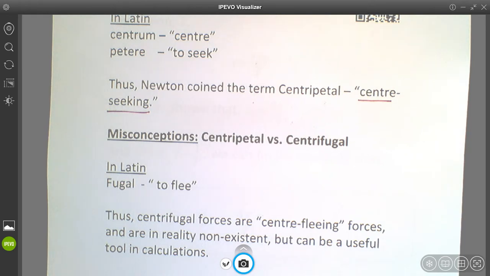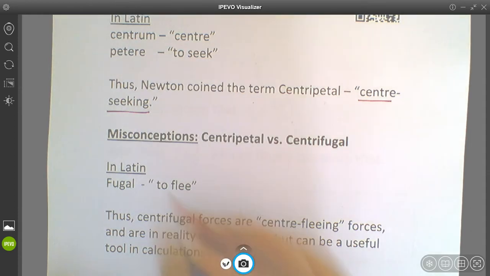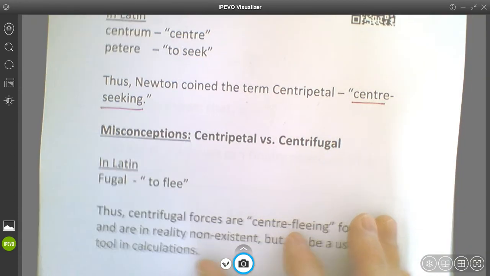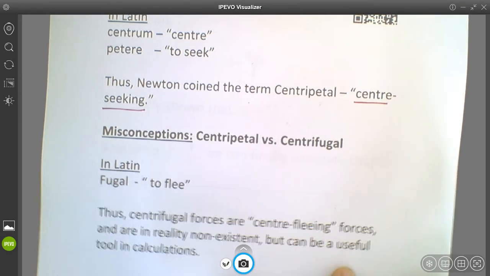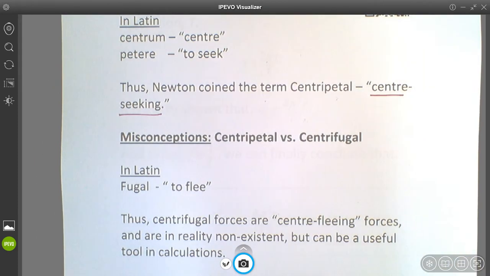Centripetal force exists. Centrifugal forces, or outward forces, come from the word for "to flee"; you can see it here like the word fugitive. If you're a fugitive, you're fleeing the law, and that's where that word comes from. But here you get fugal, to flee. It says that centrifugal forces are center-fleeing forces. They don't really exist. Sometimes they're helpful in calculations.